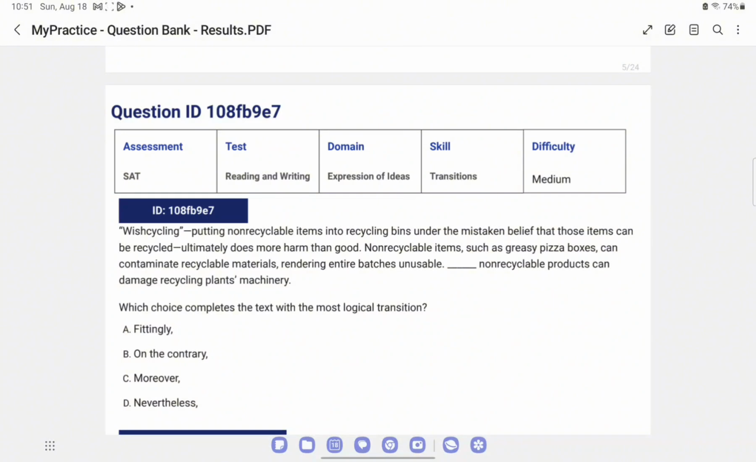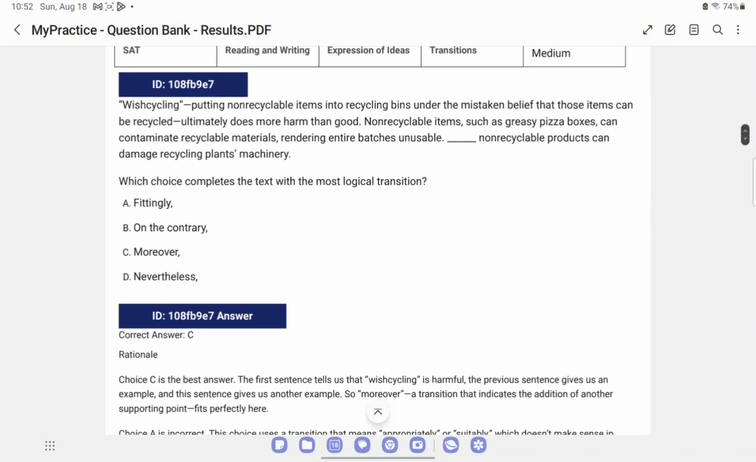C, moreover, I feel like it's moreover because they're adding on to why non-recyclable items mess up recycling. So I feel like it's moreover because it's like in addition, kind of. And then nevertheless is not the right transition because nevertheless is like, oh, despite that, blah blah blah, which is like, huh? So yeah, C.